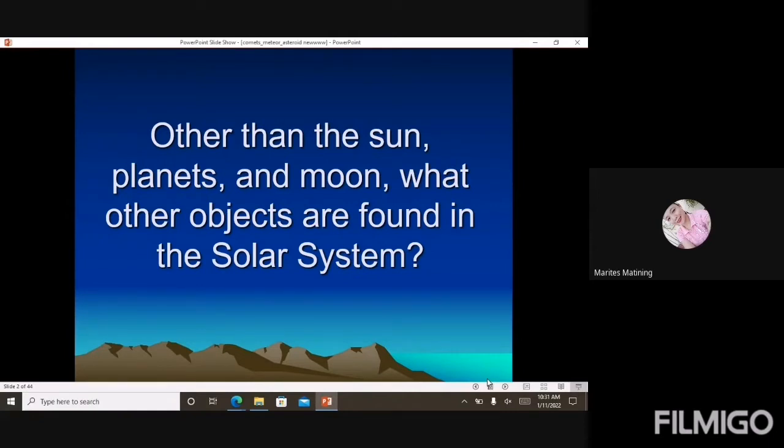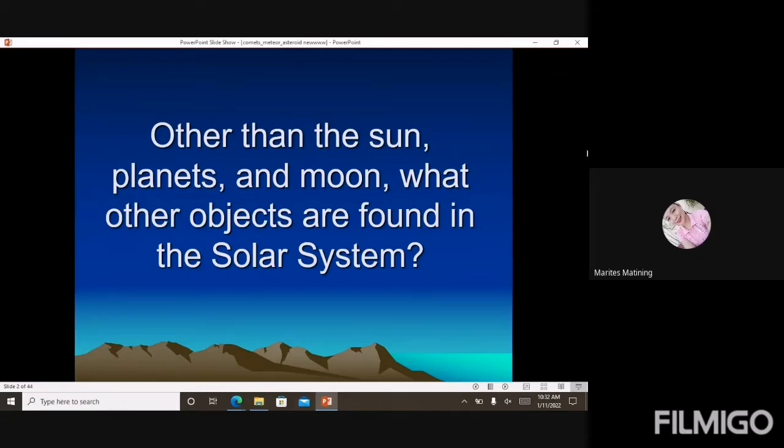So what are the other objects found in the solar system aside from the sun, planets, and moon? We already have an idea. Yes, Matt? Planets, ma'am, and rocks that also revolve around the sun, like meteors. Okay, very good, Matt. There are rocks that revolve around the sun and around other planets.